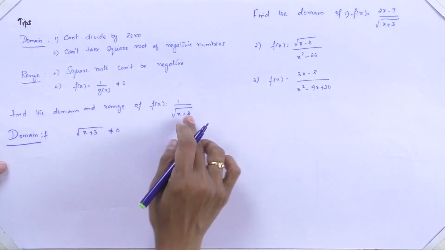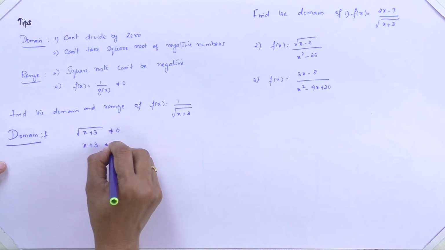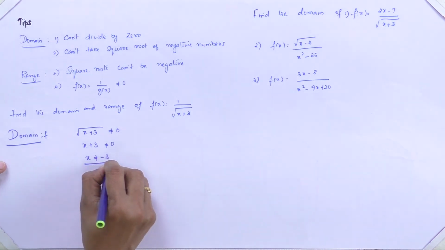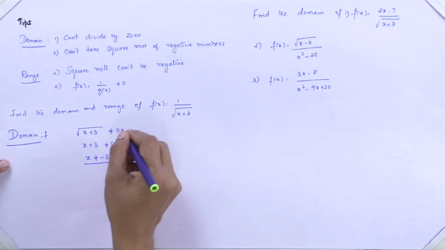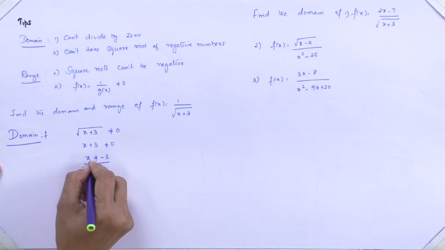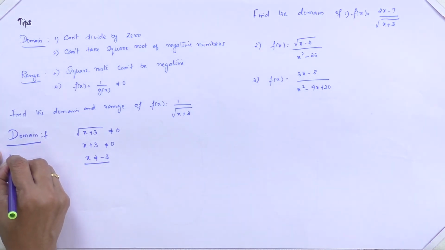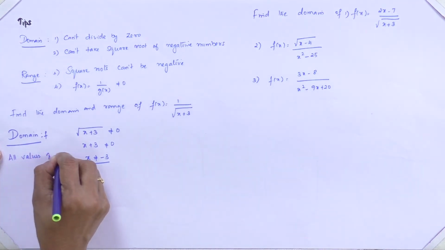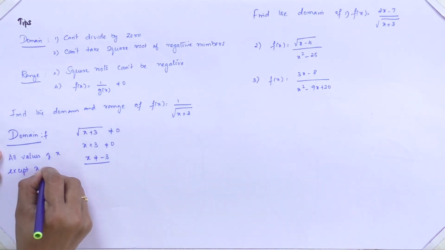Cannot divide by 0, or x plus 3 is not equal to 0, or I can say that x is not equal to minus 3. So the domain here is nothing else but, what's the domain? The domain will take all values of x except minus 3, right? All values of x except x is equal to minus 3.